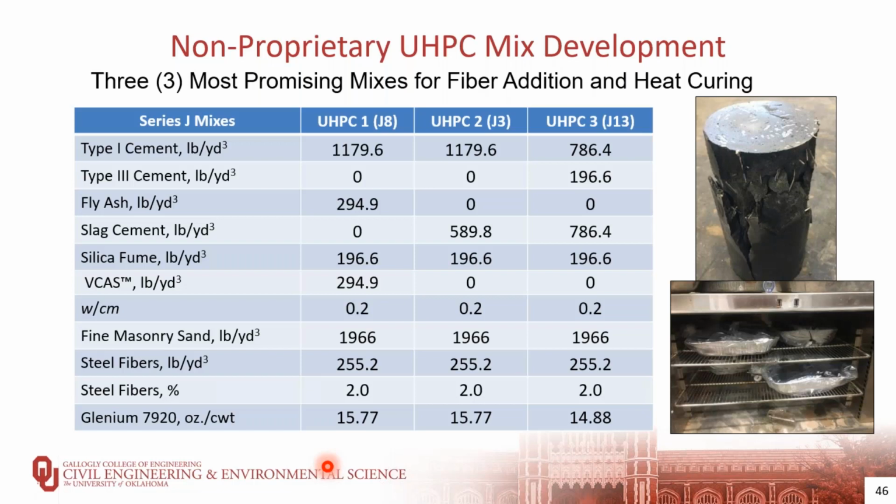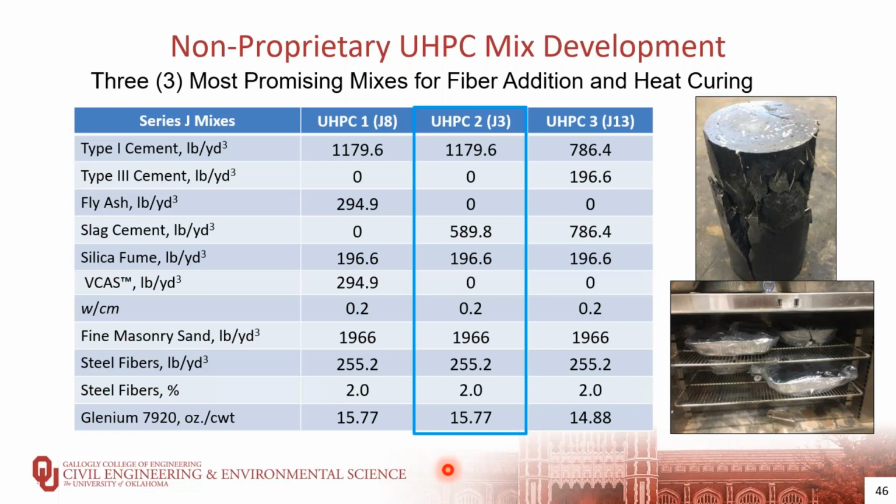So this shows the different mixes that were used to evaluate fiber addition and heat curing from that last series, Series J. We have them labeled as UHPC 1, UHPC 2, and UHPC 3, which also have their corresponding Series J number. We chose the most promising mixes from that series: one included fly ash, one included type 3 cement, two of them included slag cement, and all of them utilized 10% silica fume and had a 1-to-1 aggregate to cementitious materials ratio and a 0.2 water cementitious materials ratio.